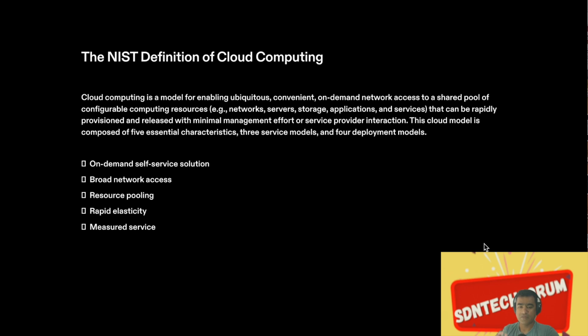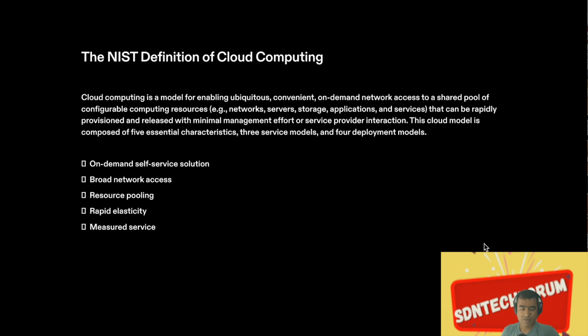That means emphasis is on self-service. The cloud model is composed of 5 essential characteristics, and we have listed the characteristics. 3 service models: infrastructure as a service, platform as a service, software as a service, and 4 deployment models: private cloud, public cloud, hybrid cloud.